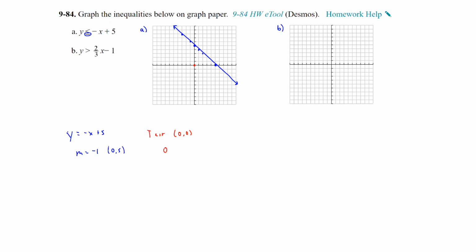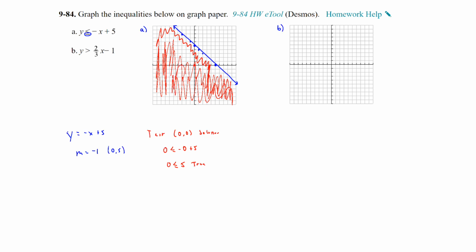And if we plug this in, we get 0 is less than or equal to negative 0 plus 5, or 0 is less than or equal to 5. And that is a true statement, which means this point is a solution. That's what we just found out. And so if it's a solution, then all those points on that side have to be solutions. So everything on the line and everything below the line will be solutions. So you shade below the line.